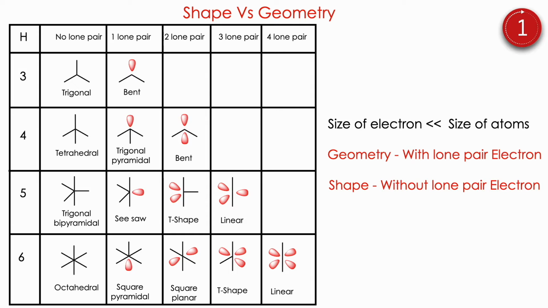Here H of 3 with one lone pair is bent. 4 with one lone pair means trigonal pyramidal; with 2 it means bent. 5 with one lone pair means seesaw; with 2 means T-shape; with 3 means linear. 6 with 1 is square pyramidal; with 2 means square planar; with 3 means T-shape; with 4 means linear. So you should remember this, and it will help you to solve the problems.